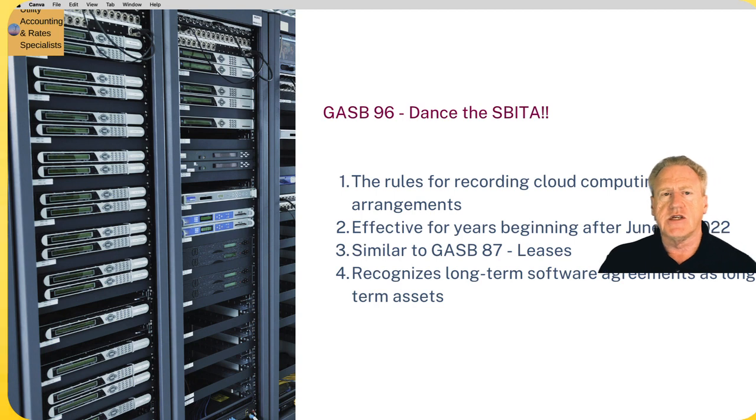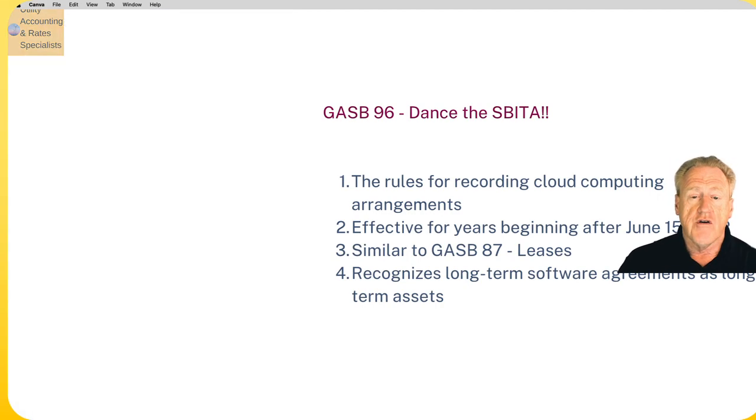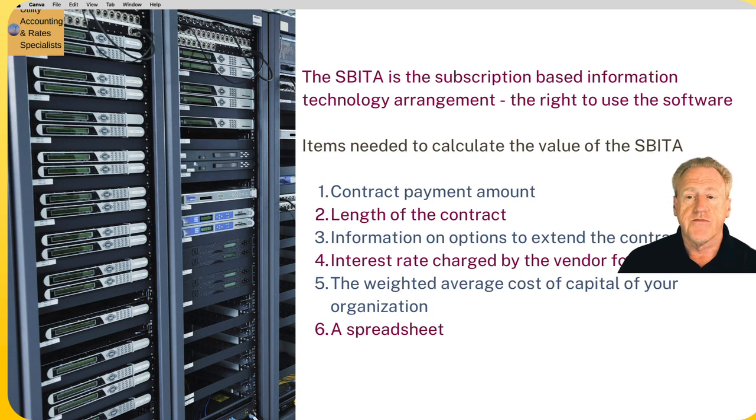And what it does is it recognizes the long-term software agreements as a long-term asset. So if you think of GASB 87 for leases, a lease is the right to use an asset for greater than 1 year in the future. And this is the same thing for software arrangements. So the SBTA is the right to use the software, and the items that you need to calculate the value of the SBTA are, first off, well, the contract. That's pretty obvious. Then the length of the contract.